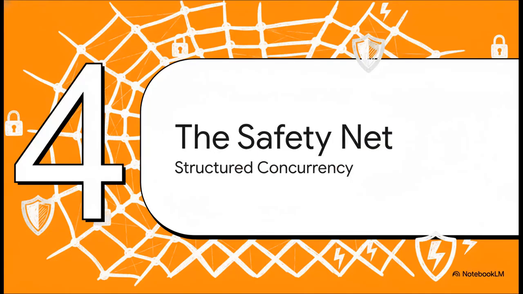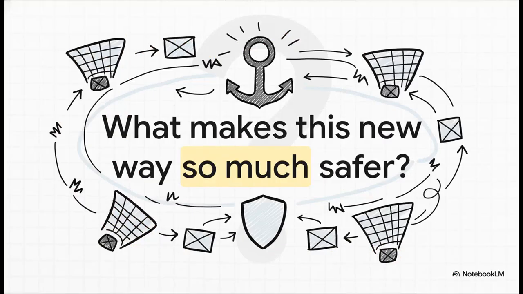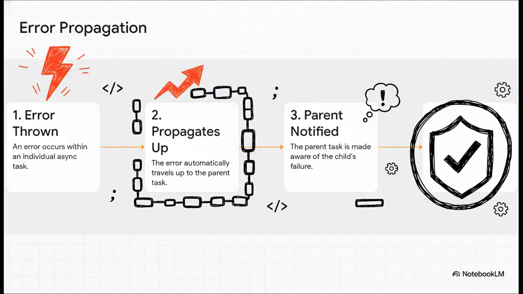But here's the thing. This is about so much more than just some new syntax. There's a much deeper, much more powerful concept working under the hood here. It's called structured concurrency. And honestly, this is the real magic that makes the whole system safer and more reliable than anything we've ever had before. So you might be wondering, what is it that makes this new way so much safer? What's the secret sauce? Well, the answer is all about how errors travel through your app. They don't just disappear into the void anymore.